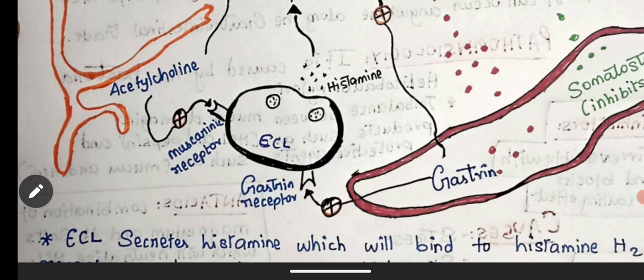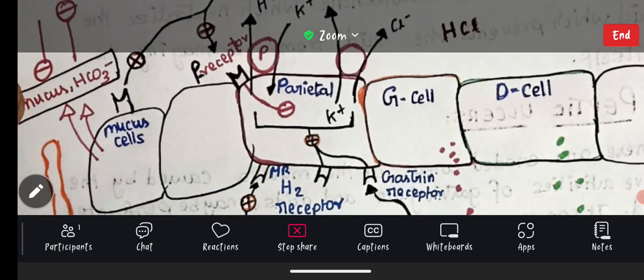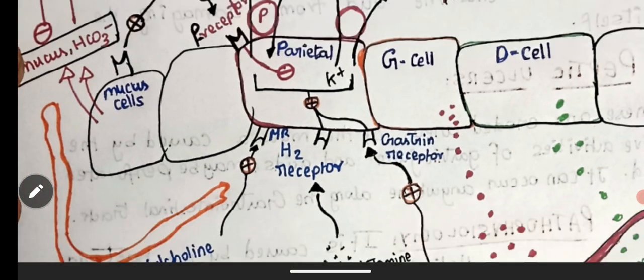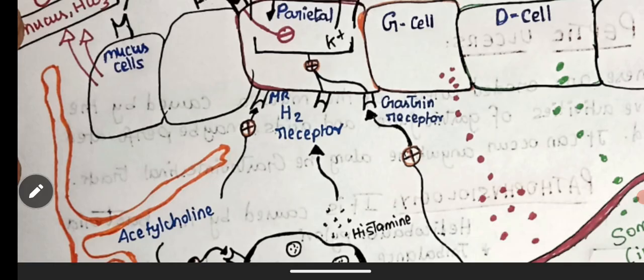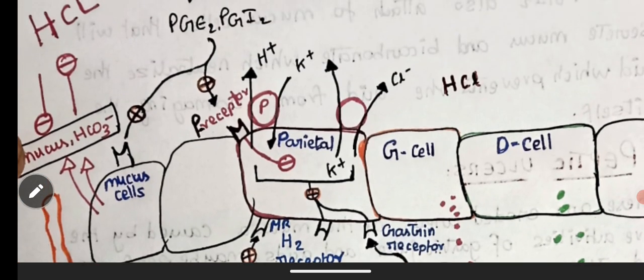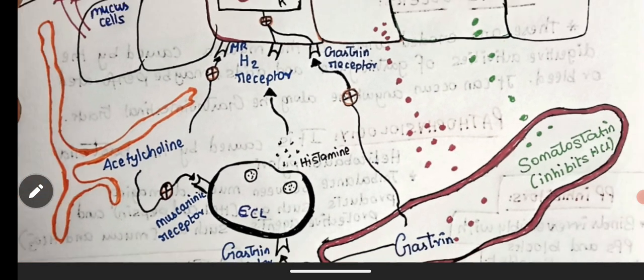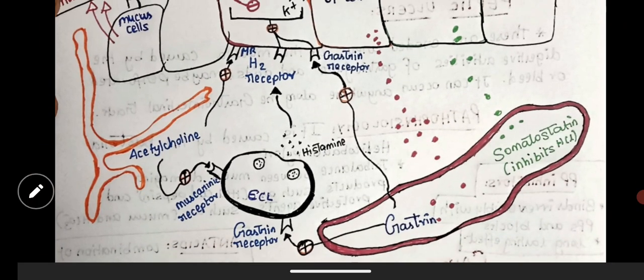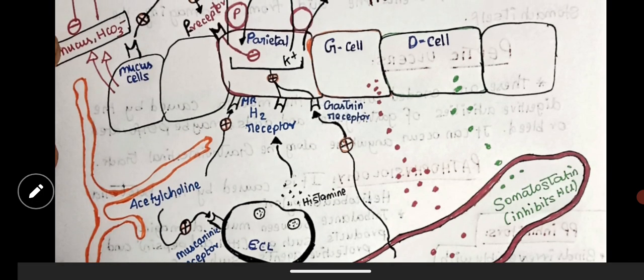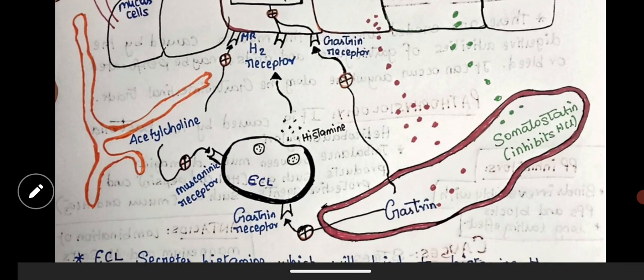Then we go to the parietal cell. In the parietal cell, I have mentioned the gastrin receptor, the histamine binding receptor, the muscarinic receptor, and we have prostaglandin and inflammatory mediators binding receptors here. So these are the receptors present in the cell, and I have drawn the vagus nerve in orange color. Then we have mucous cells at the end. This is the bloodstream which I have drawn.